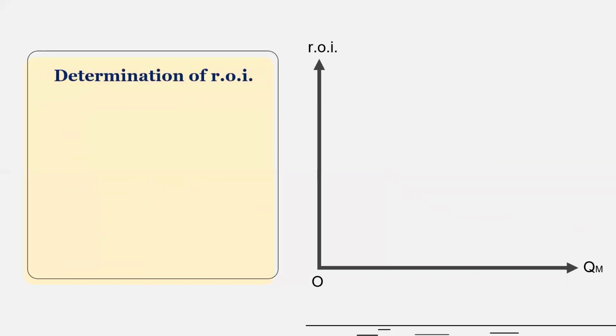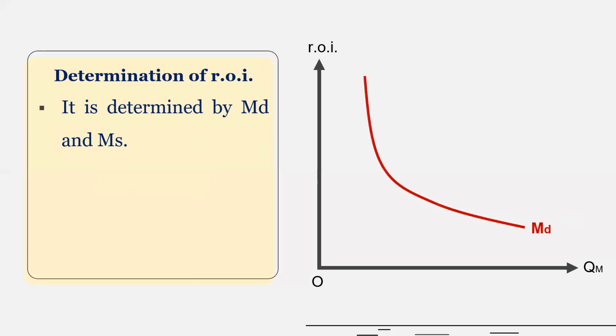Now, how rate of interest is determined in the market? So it is determined by the demand for money and supply of money. So this is demand for money curve. For simplicity, we are not considering the horizontal part. And here we have the supply of money curve. It is vertical because in the short run, it is constant.